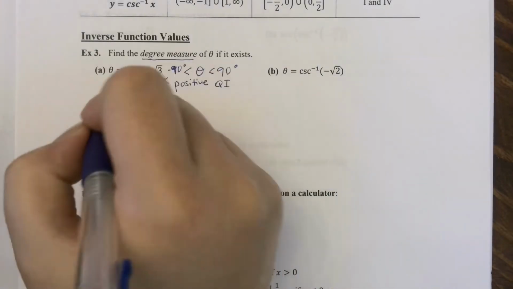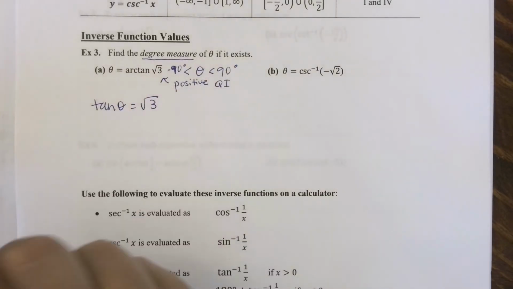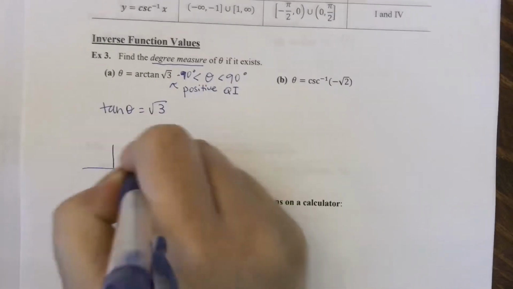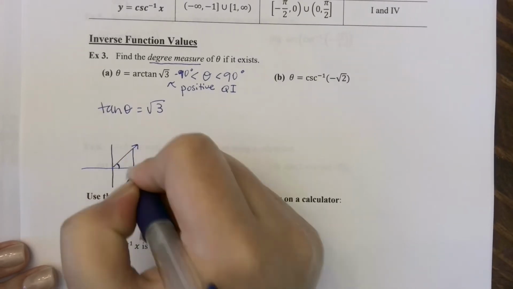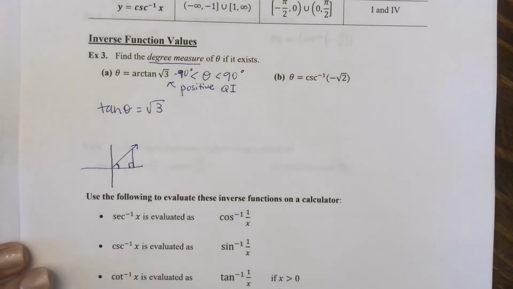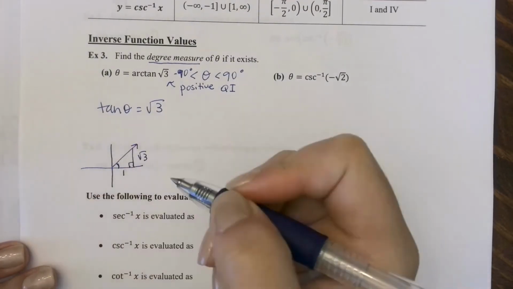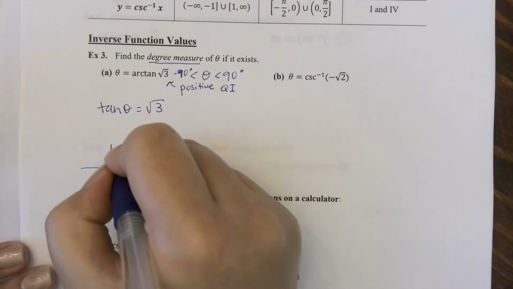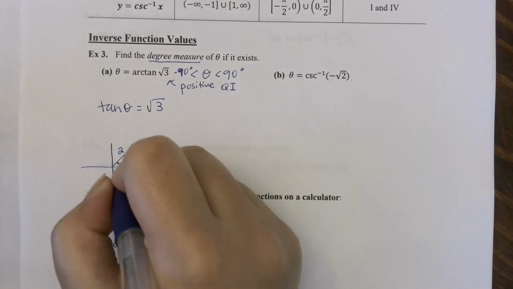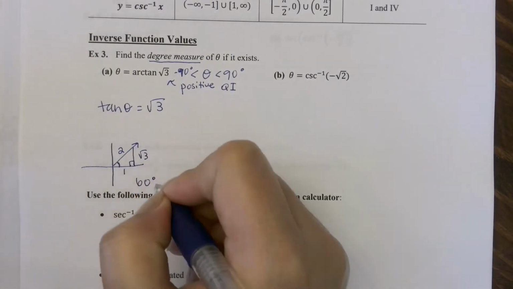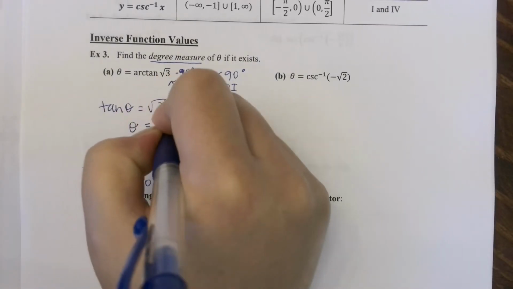If we take the tangent of both sides, I have tangent theta equals the square root of 3. So in quadrant 1, tangent is y over x, so we have y square root of 3 over x is 1. From our 30, 60, 90, we know that the radius is 2. The angle we're looking at here is the 60-degree angle, so theta is equal to 60 degrees.